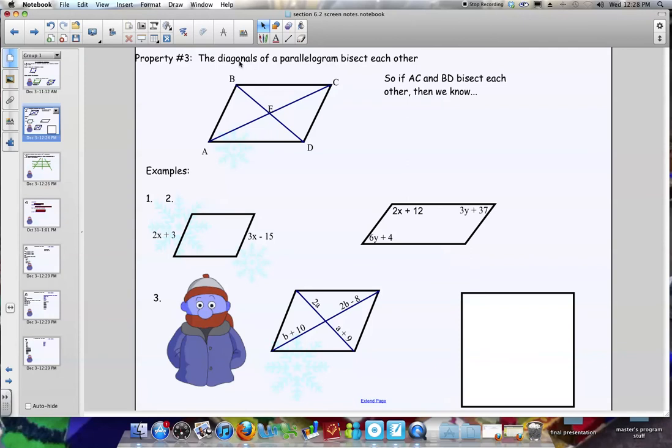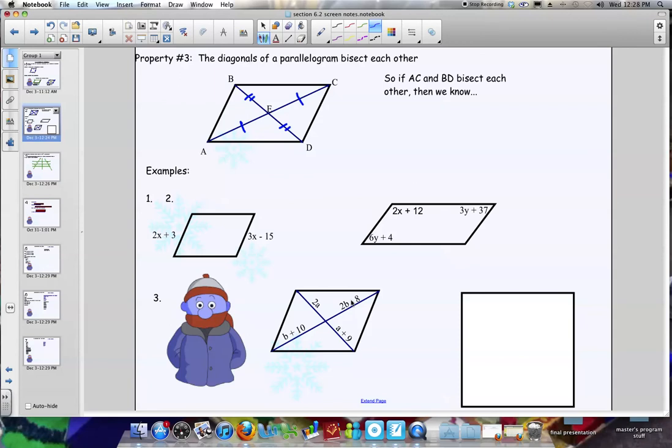The third property is about the diagonals. When you draw a diagonal in a parallelogram, it connects opposite angles. The diagonals of a parallelogram bisect each other. That means that they cut each other in half. So what we would know in this picture is that the distance from A to E would have to be the same as the distance from E to C, and the distance from B to E would have to be the same as the distance from E to D. That is what we know based on property number 3.